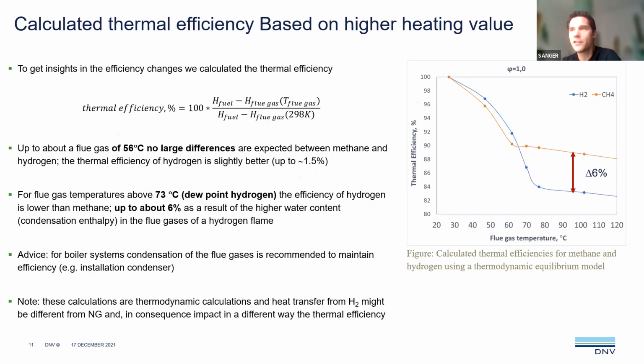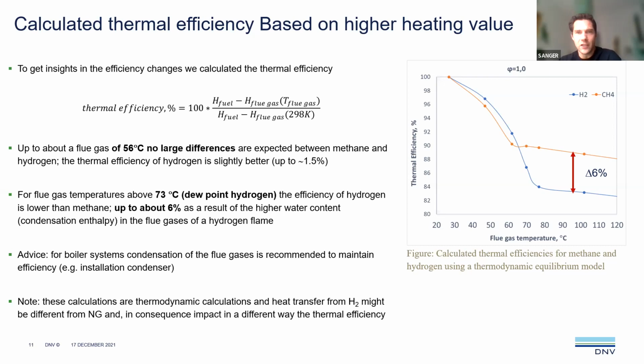If you look at efficiencies, just to give you an impression, what you see here on the right-hand side is the thermal efficiency. And what you see is that if you have high temperatures, when all the water vapor is still in your flue gas, then you see much lower efficiencies for hydrogen combustion based on the thermal efficiency, around 6% points less than for natural gas. The reason is that you have much more water vapor inside your flue gases. And if you do not condense them, then of course you have more latent heat in your flue gases, which you're basically simply throwing away.